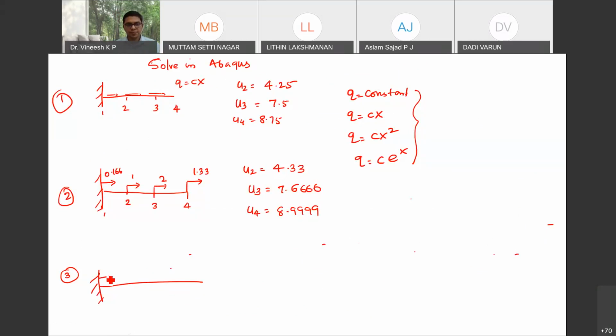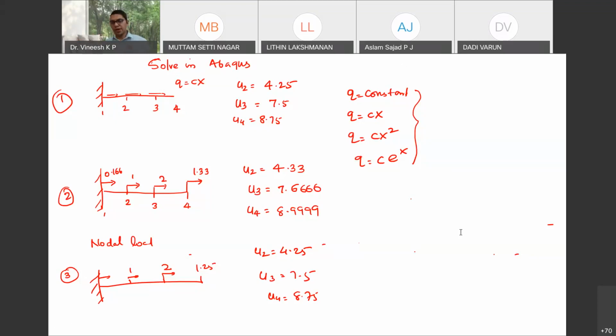So you are getting U2 is equal to 4.25, U3 is equal to 7.5, U4 is equal to 8.75. Abacus is equally distributing the load to the nodes of an element. Yes. So Manas has commented that Abacus is equally distributing the load.